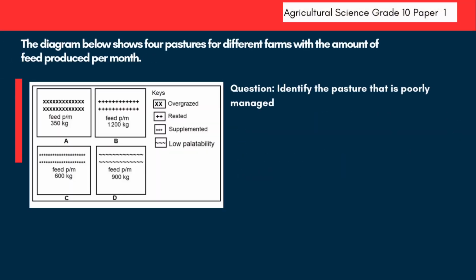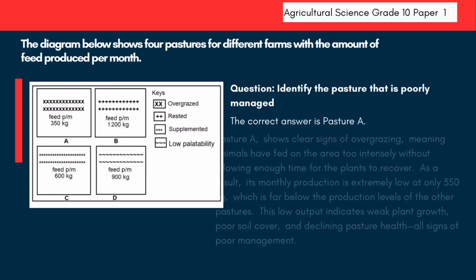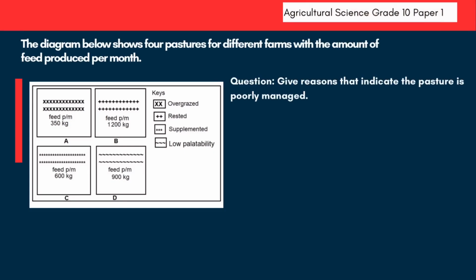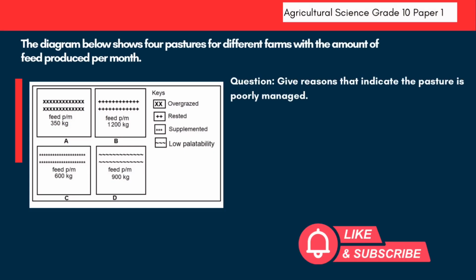Question: identify the pasture that is poorly managed. The correct answer is pasture A. Pasture A shows clear signs of overgrazing, meaning animals have fed on the area too intensely without allowing enough time for the plants to recover. As a result, its monthly production is extremely low at only 350 kilograms, which is far below the production levels of the other pastures. This low output indicates weak plant growth, poor soil cover, and declining pasture health, all signs of poor management.